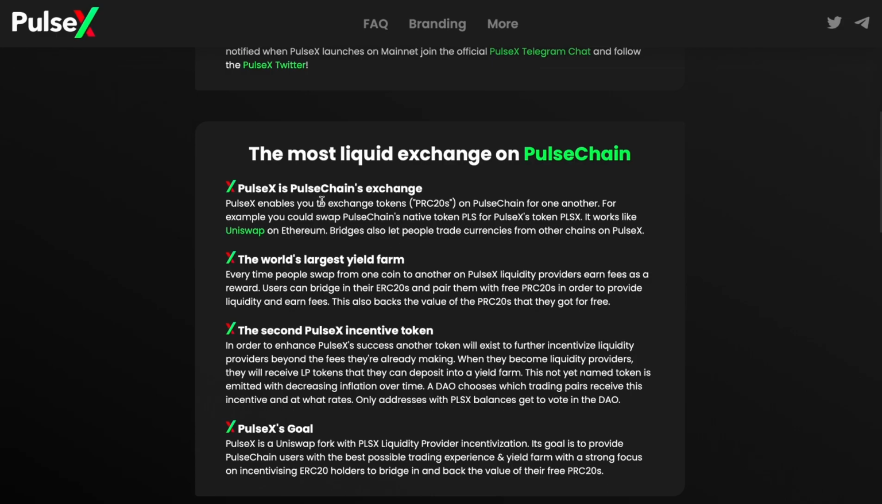So PulseX is PulseChain's exchange. PulseX enables you to exchange tokens, PRC20s, on PulseChain for one another. For example, you could swap PulseChain's native token, PLS, for PulseX's token, PLSX. It works like Uniswap on Ethereum. Bridges also let people trade currencies from other chains on PulseX.